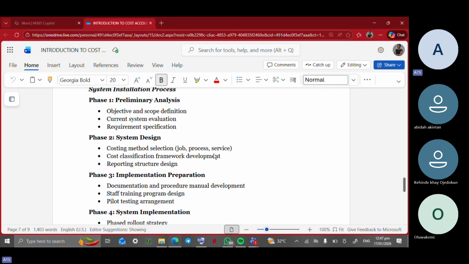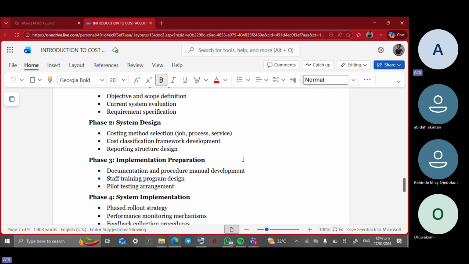Then you also need to design your cost classification framework. Cost classification occurs in different categories. It could be according to elements, according to behavior, or according to function. We'll talk about this in detail later. You need to design how you intend to do that. Then there's also the reporting structure. How often will you be reporting to management? How will you report to them? Is it going to be a virtual thing? Is there software for it? Is it going to be manual? Is it going to be daily, weekly, monthly, quarterly? You have to design all of this.